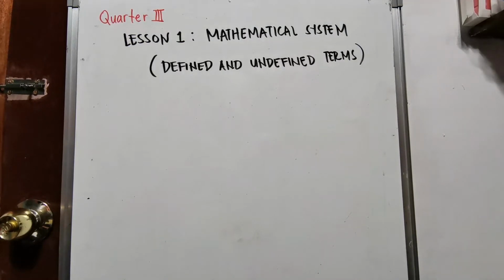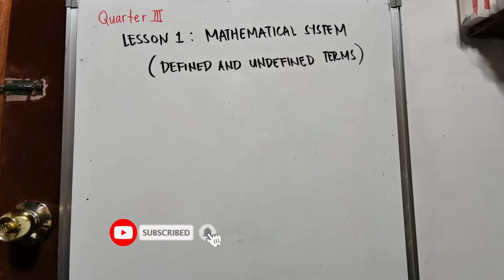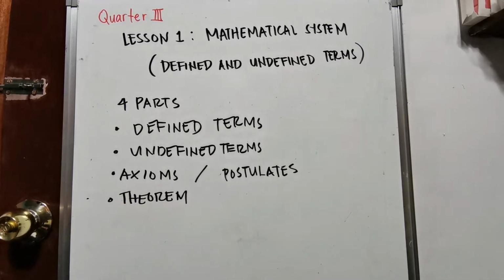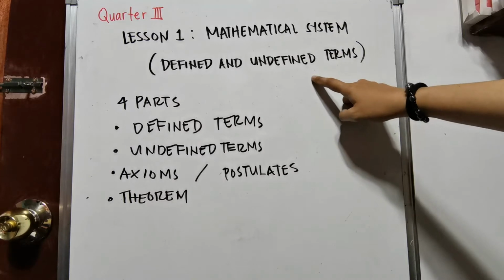In this video, we will be discussing the first lesson for the third quarter, which is the mathematical system. Under mathematical system, we have 4 parts. We have defined terms, undefined terms, axioms or postulates, and theorems. But for this lesson, we will be focusing only on the first two, which are defined and undefined terms.